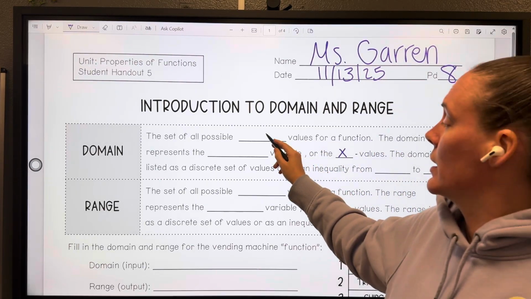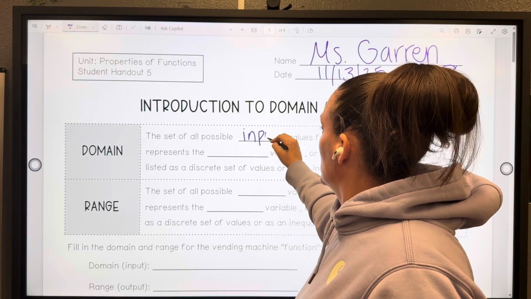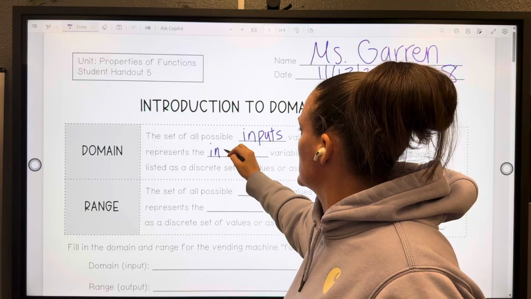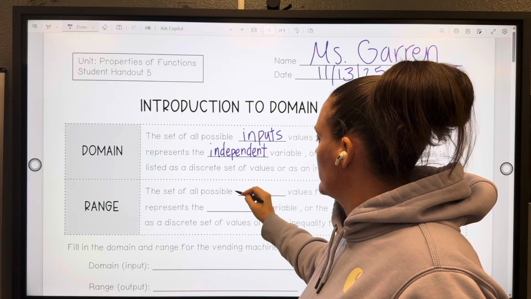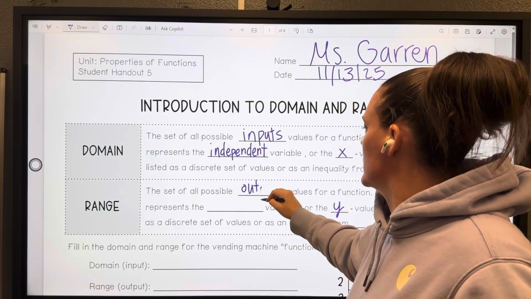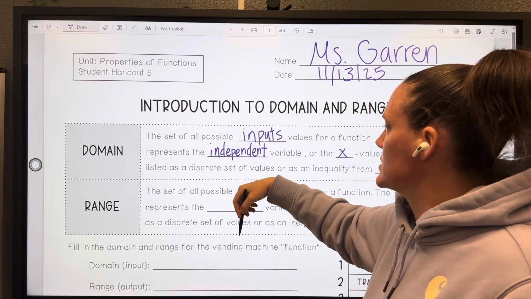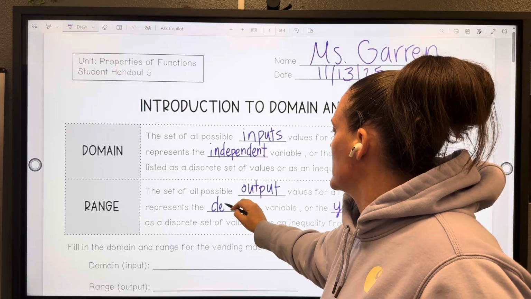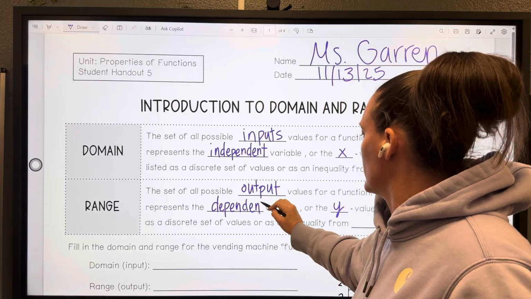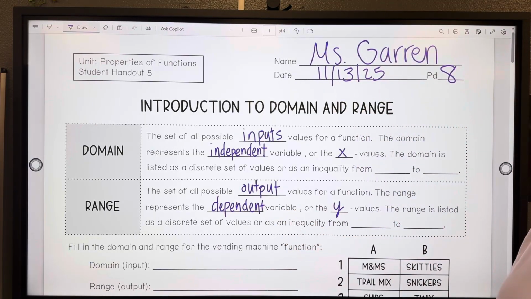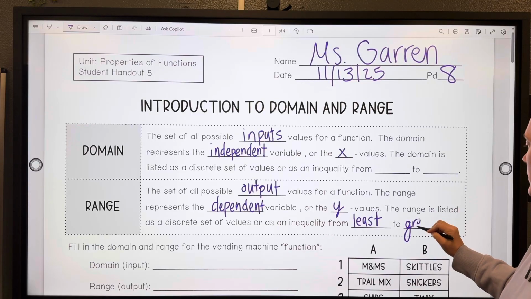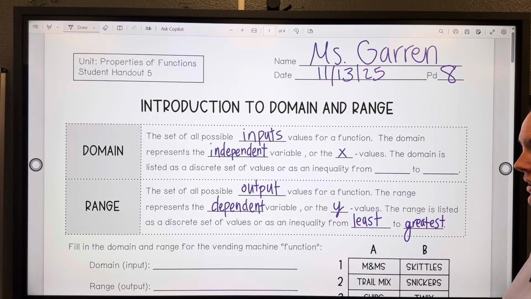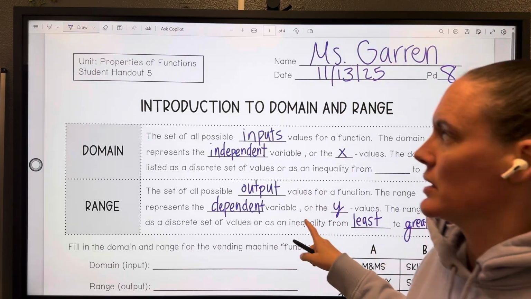All right, so domain is inputs or independent variable, and range would then be outputs, or dependent. We always go smallest to largest or least to greatest. When we talk about these, we want them in order. All right, I'm going to fix that S real quick.